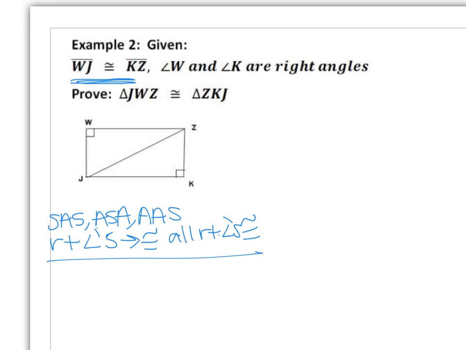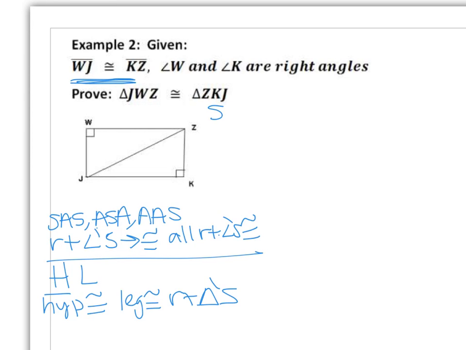If you're looking for HL, you need the hypotenuse of the triangle to be congruent, a leg to be congruent, so just another side of the triangle, and you need it to be right triangles. That is everything that's needed for HL. So in this one, we have to figure out, is it going to be HL or is it going to be one of the other ones? So let's get our statements going.